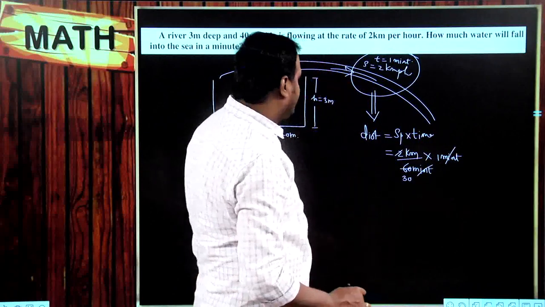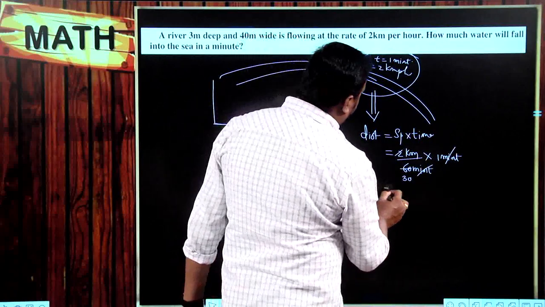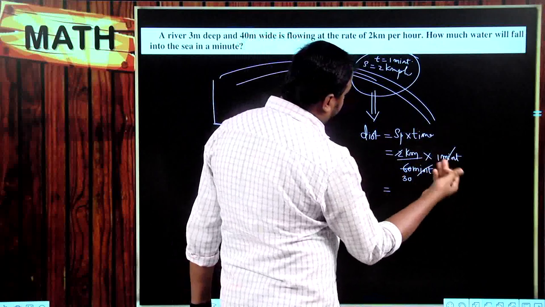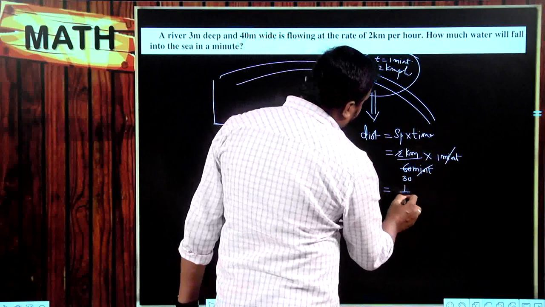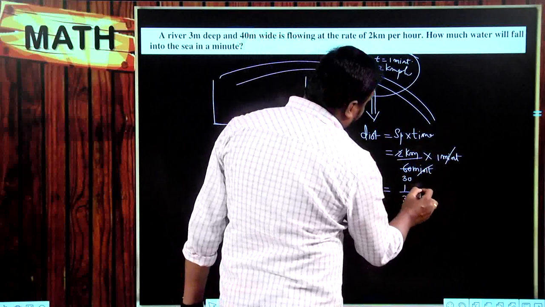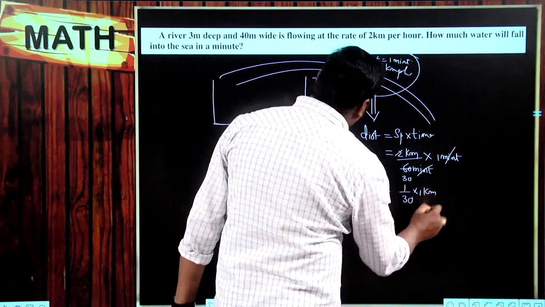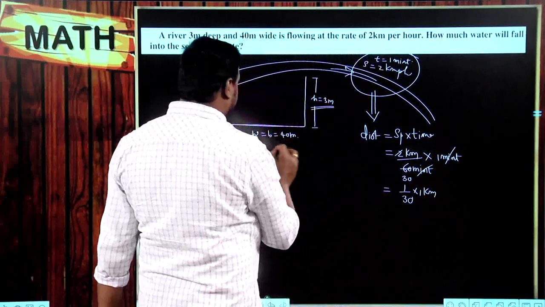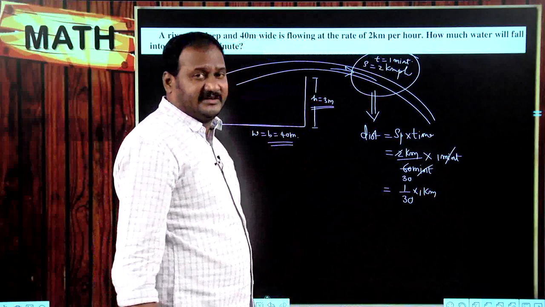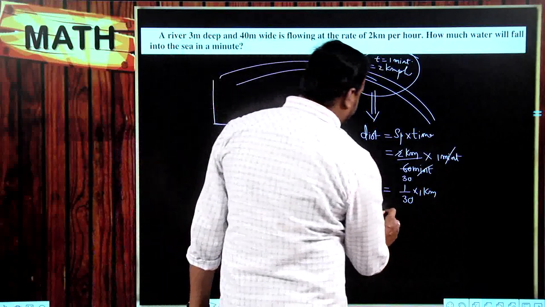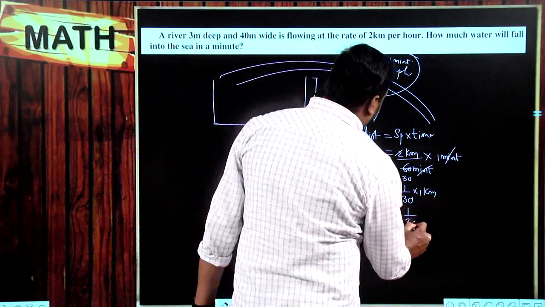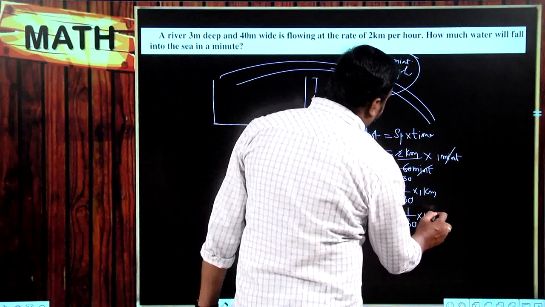So, totally it is going to travel 1 by 30 kilometers, 1 by 30 kilometers. But here the measurements are in meters, here also in meters, better convert that kilometers into meters, which is going to be 1 divided by 30 into 1 kilometer is equal to how many meters?